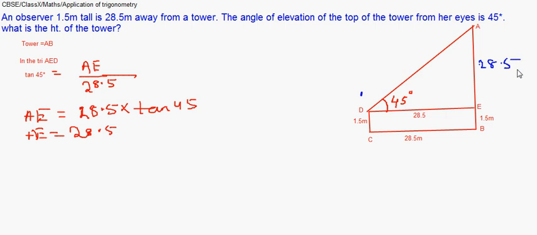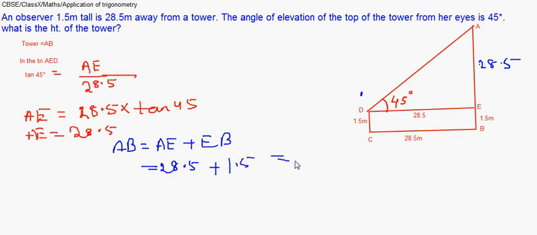Now I need to find AB as a whole, so it will be AE plus EB, which is given as 28.5 plus 1.5. That would give us 30 meter. So the height of the whole tower, which was AB, is 30 meter. I now move on to another question with a different application.